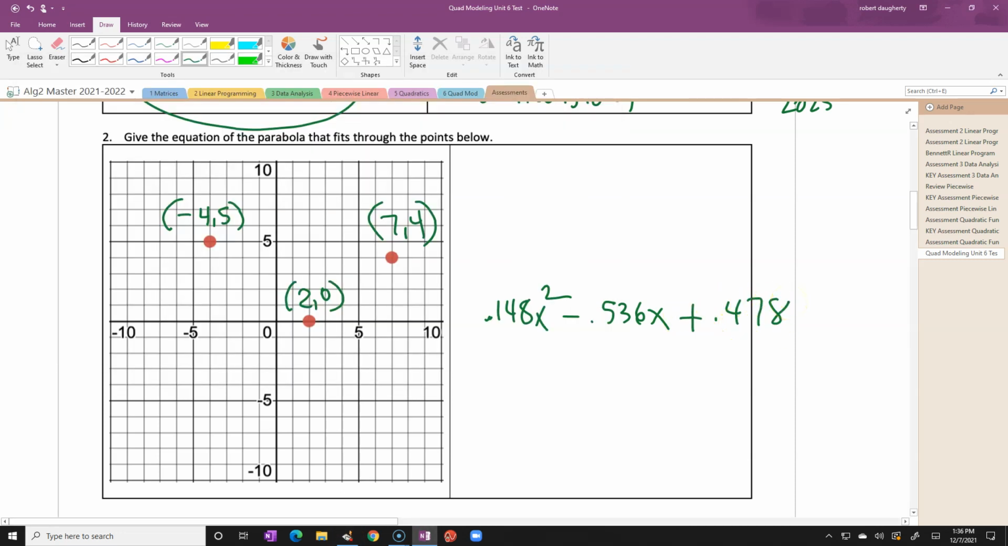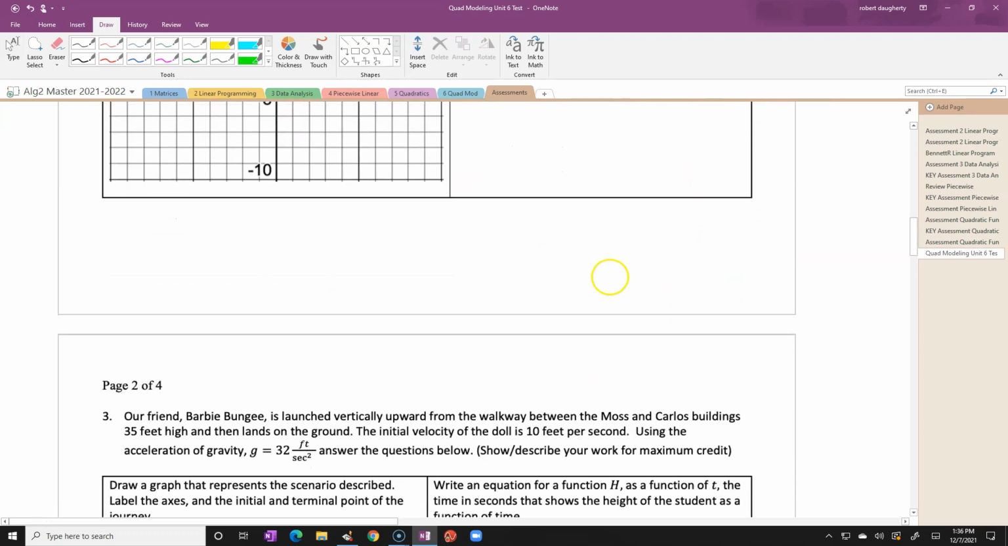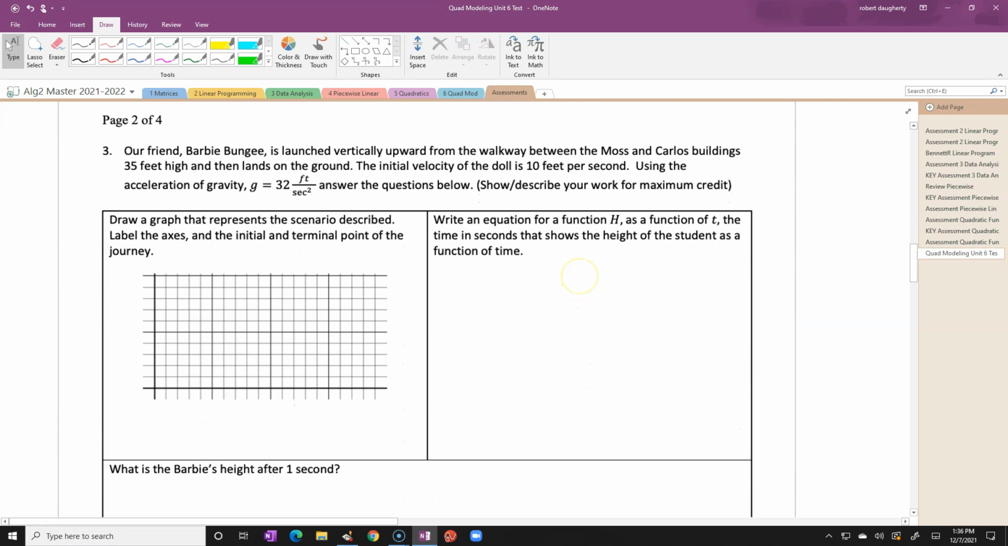So just using the calculator to come up with a quadratic model is the skill there. This is a projectile motion. So remember, we had a formula, h of t is equal to -1/2 gt squared plus the initial velocity times time plus the initial height. So in this problem, g is 32. It says that the initial velocity is 10 feet per second. She's launched from 35 feet high, so the initial height is 35.